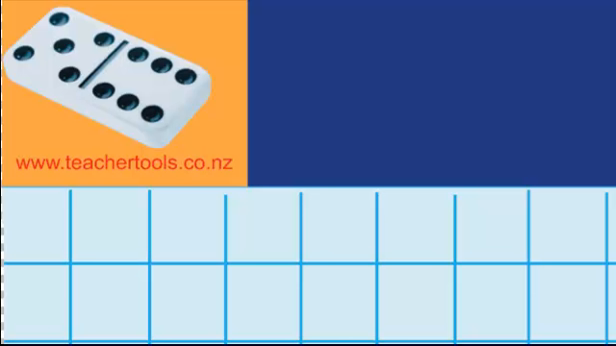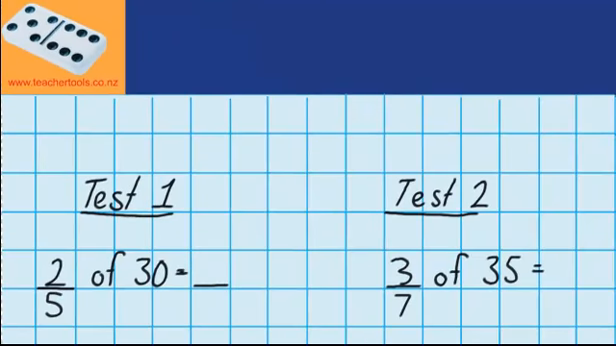Welcome to the Year 7 strategy for fractions. In this lesson I'm learning to use the part unknown strategy to compare amounts. So before you start this strategy you need to be really good at the Year 6 strategies.